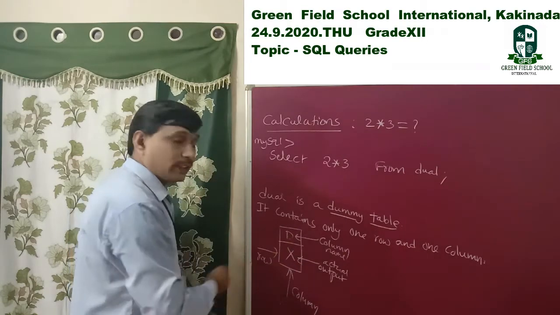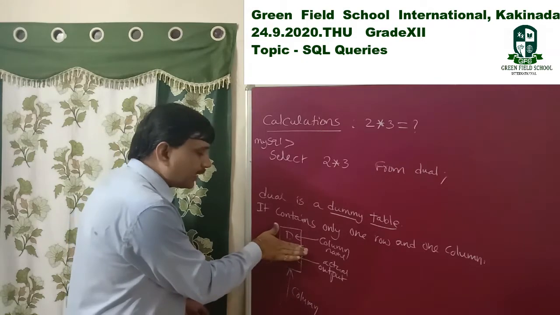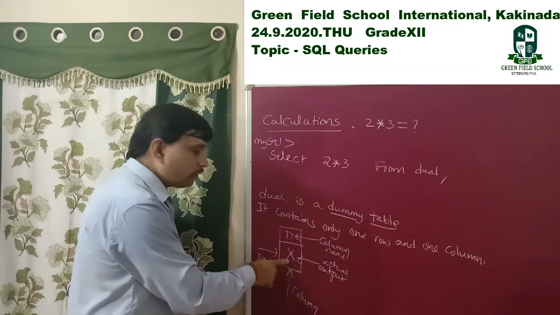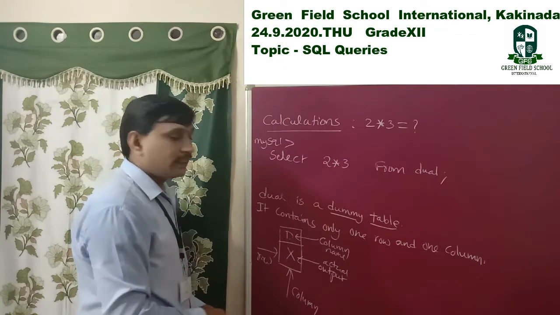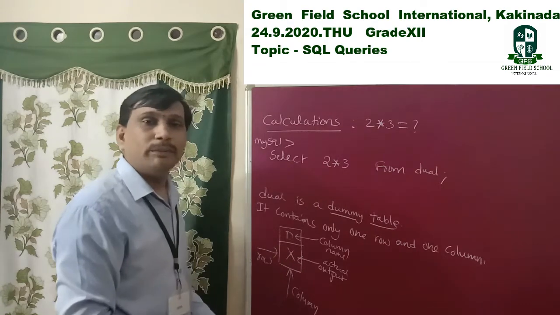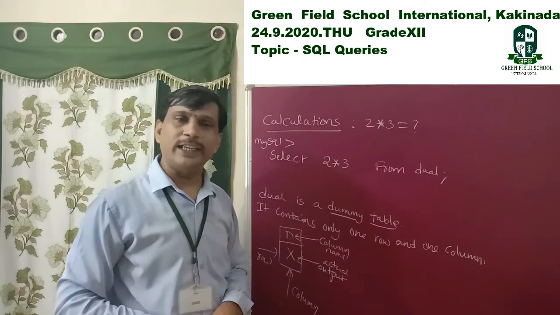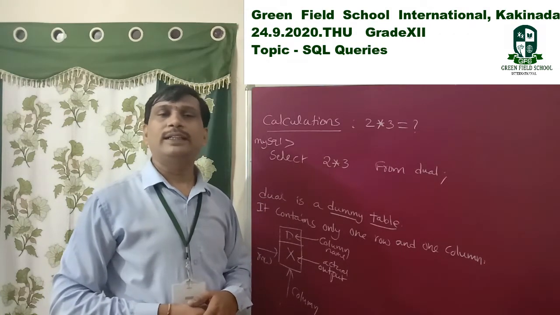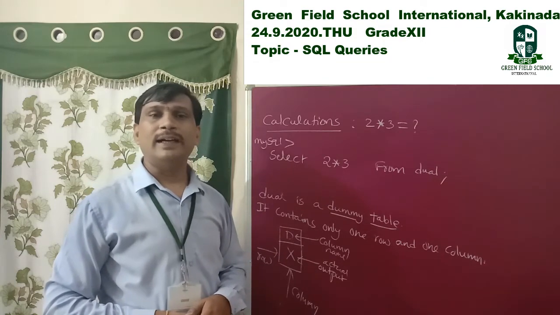This one is the column name. That's why we do not consider this one as a row. This one is data, this one is data. We consider data; only one data we display. Only a single row, single column. Single row, single column data can be displayed by using this DUAL table. So DUAL supports only single row, single column type of data. We can display any type of data.